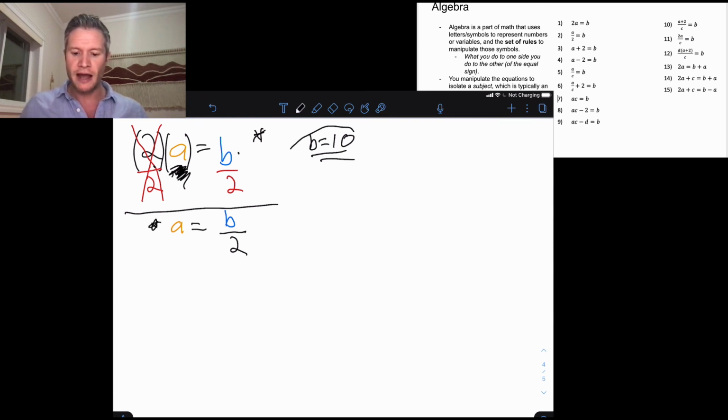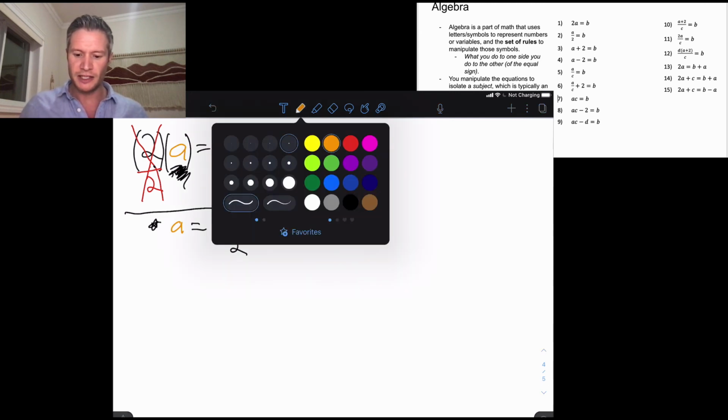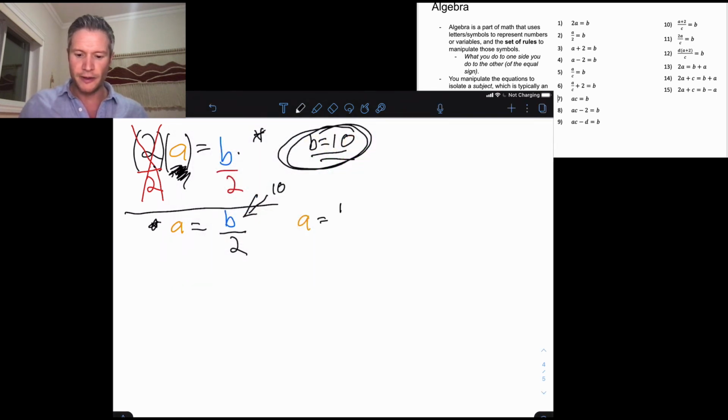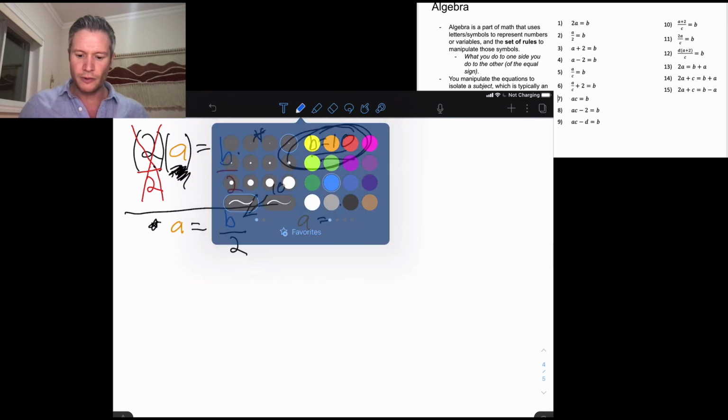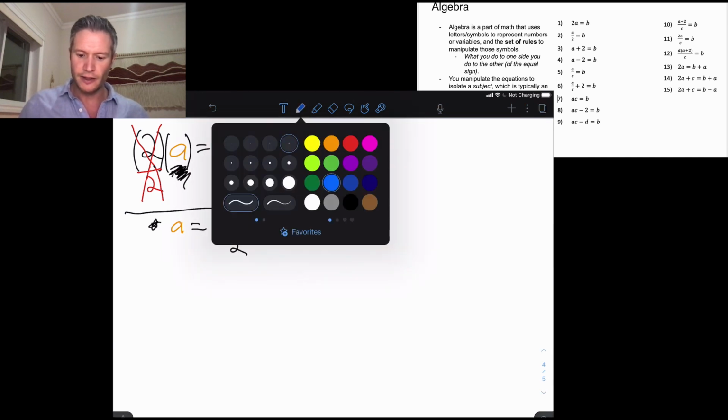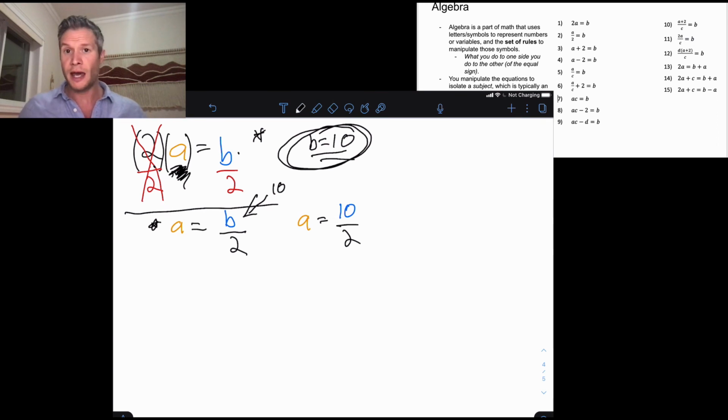And then from here, if we have this information, what we can actually do is plug 10 in to b, okay? So now what that term becomes is our a, which we solved for to isolate, equals 10 over 2. And we can do that math. 10 divided by 2 is 5. So essentially what we've said here is a equals 5. Okay. That was the messiest 5. Okay, so a equals 5. And we have our solution, okay?